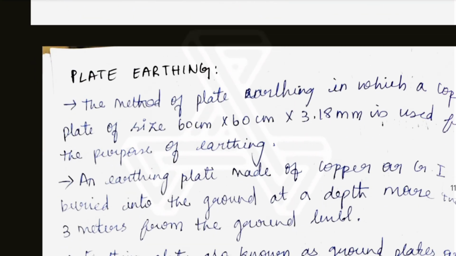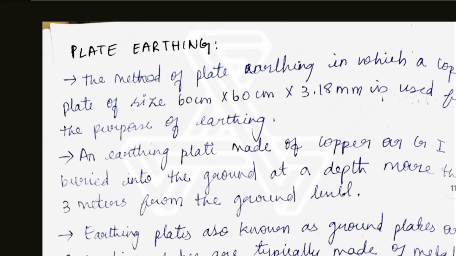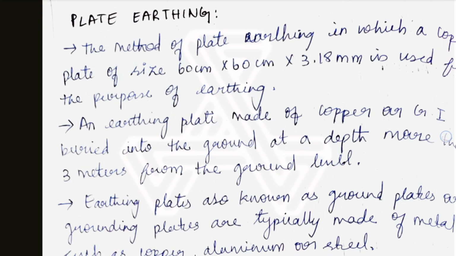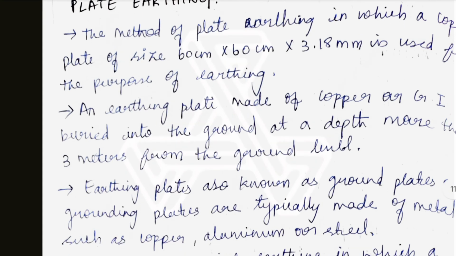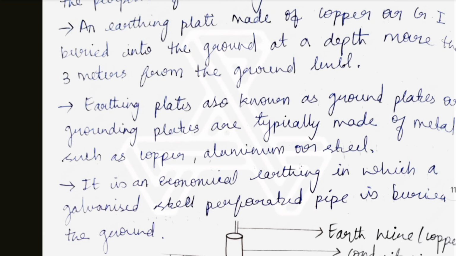Plate earthing. In the method of plate earthing, a copper plate of size 60 by 60 cm is used for the purpose of earthing. An earthing plate made of copper or iron is buried into the ground at a depth of more than 3 meters from the ground level.